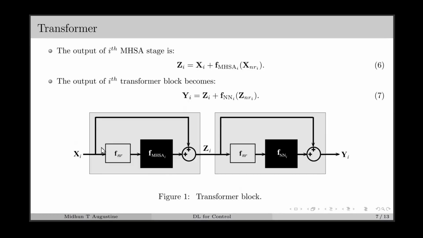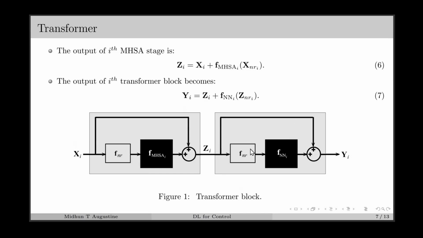Then the output of the ith MHSA stage can be defined as x_i plus F_MHSA,i of x_NR,i. Here we have a normalized input, apply MHSA block, take a skip connection. And then after that, we have a feed-forward network part as well. So that also has a residual or skip connection.